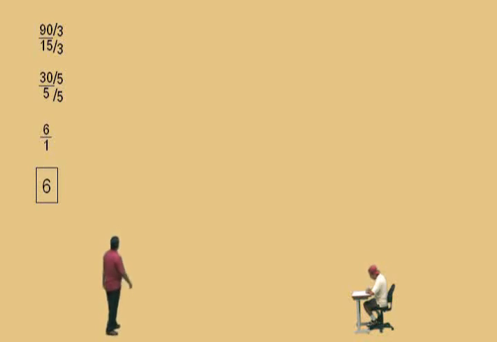Now, we don't really leave our answer as 6 over 1, because 6 over 1, we should all know the answer is 6. 6 divided by 1 is 6. So we're going to write our answer as 6.